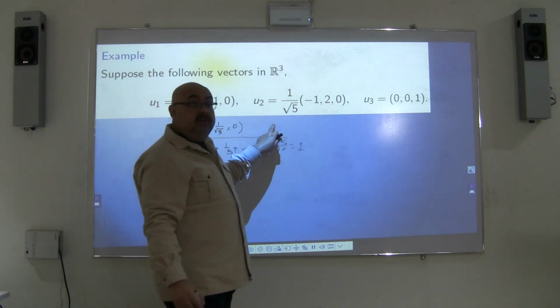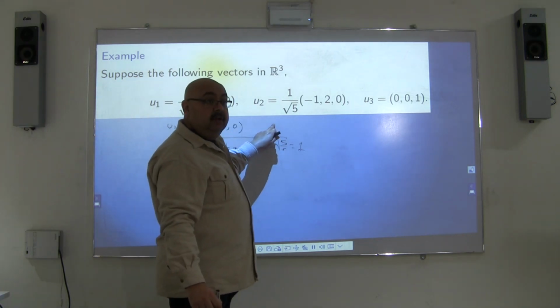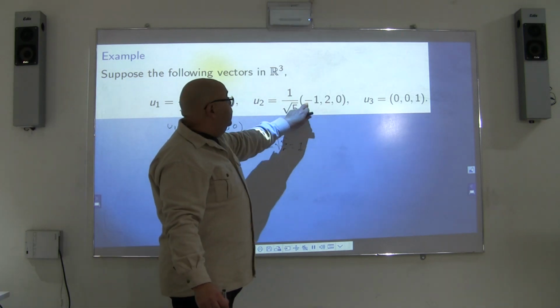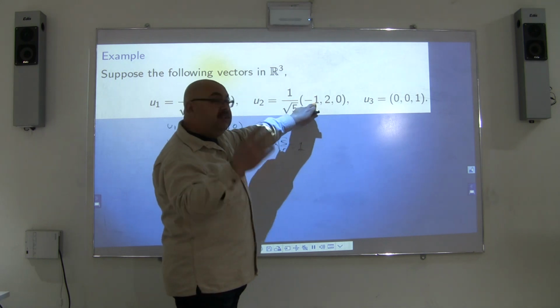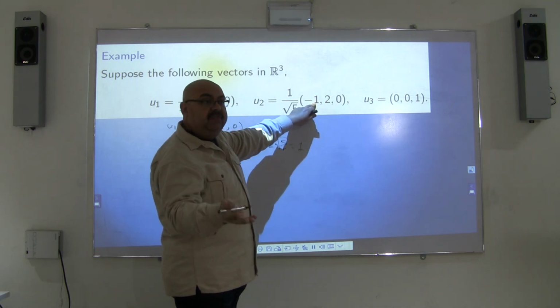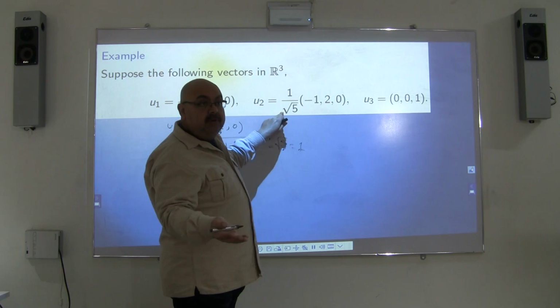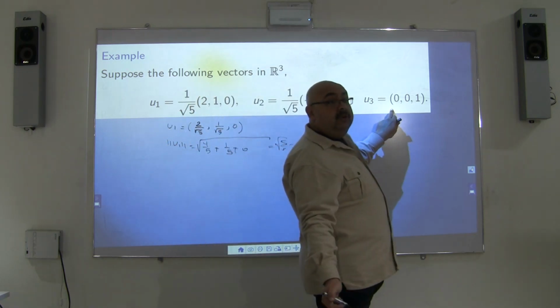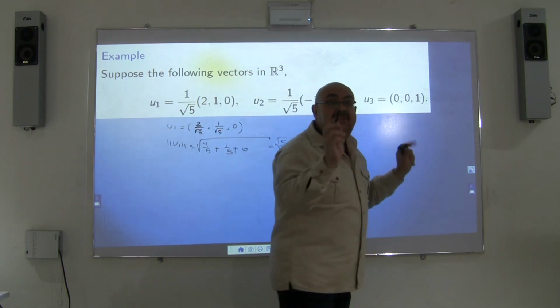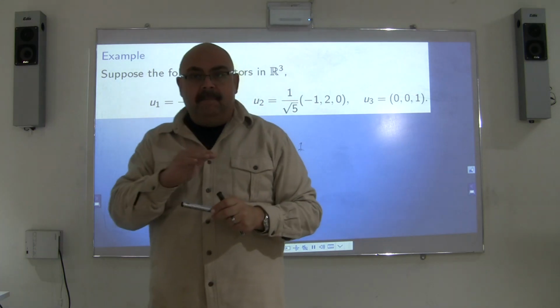This one too is a unit vector. Negative 1 squared is positive 1. 2 squared is 4. Add them together, it's 5 over 5. So it's a unit vector. And that one too is a unit vector. That's the first check. So all of them are unit vectors.